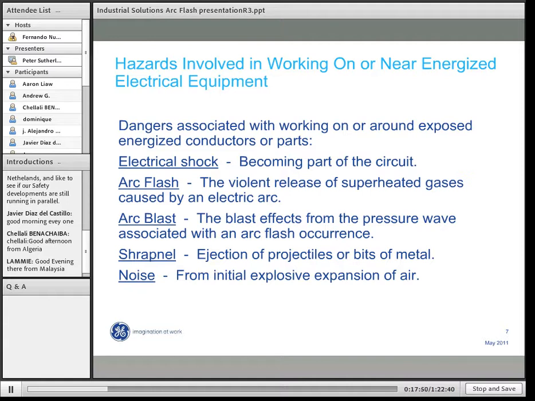So if an electrical incident does occur, there are many possible ways in which people can be injured. So you need to try to, first of all, avoid having any of these effects happen, and if they do happen, you need to be protected against them.